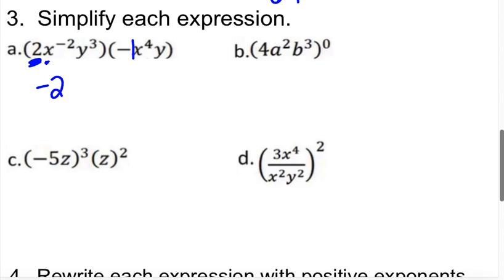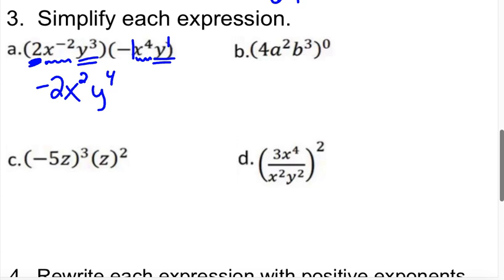And now we're going to look at our x's. X to the -2 and x to the fourth. We're going to add those exponents. So -2 plus 4 is x squared. And then y cubed and y to the first. We're going to add those exponents. So our answer is -2x squared y to the fourth. That is as simple as we can get this thing. Everything's a positive exponent. There's no repeats in our variables, so we're good.